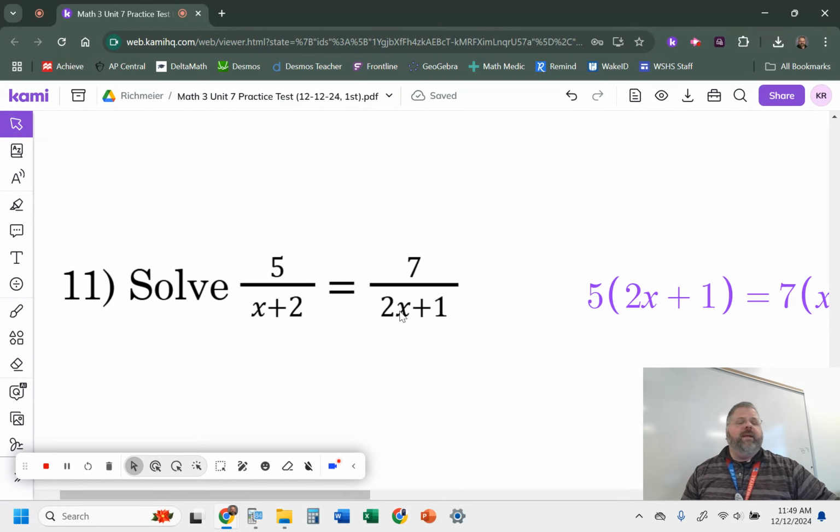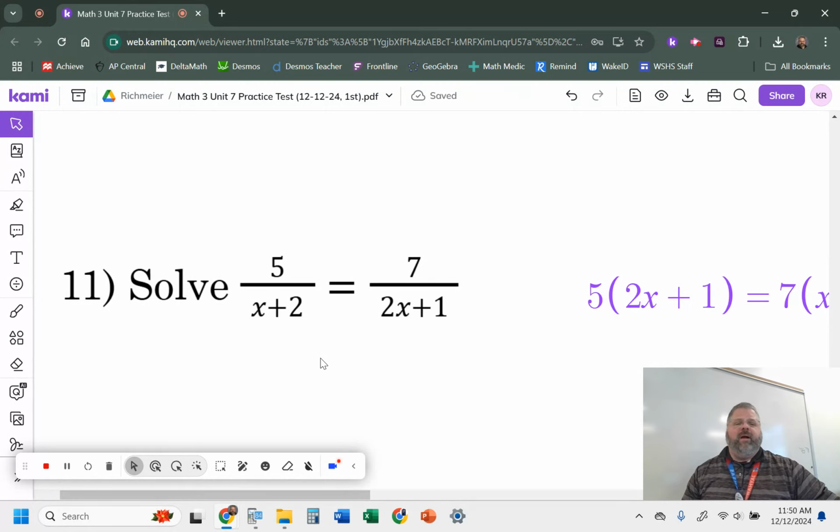If I were to put 3 into the 2x plus 1, 2 times 3 would be 6, plus another 1 would be 7. I would end up with 7 divided by 7, which is 1. On the left, I would end up with 5 divided by 5, which is 1. 1 equals 1. x equals 3 checks out.